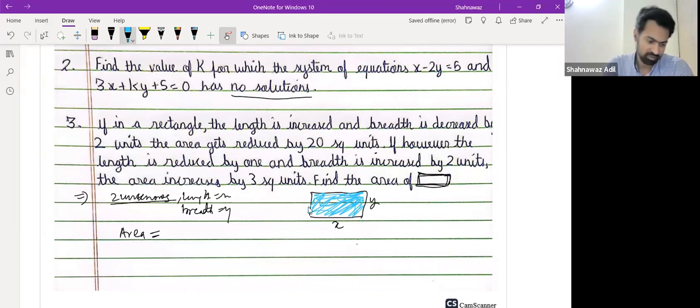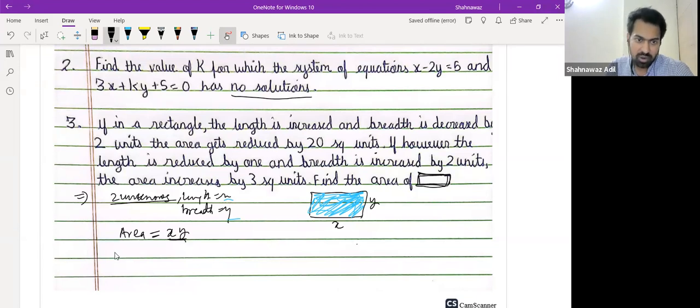Area of rectangle. Perimeter, you know, 2L plus B, right? What is the area? Length into breadth. Is that correct, Tejasvi? Yes, sir. So, from this point, what would be the area? X into Y. Right? Yes, sir. Now we know this much, so let us keep this information in our mind.